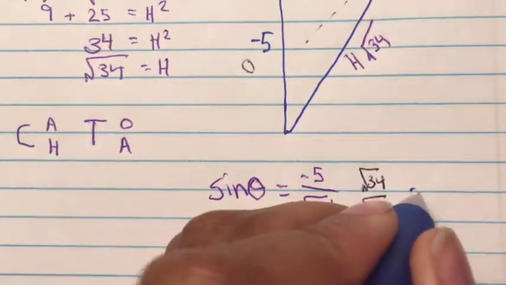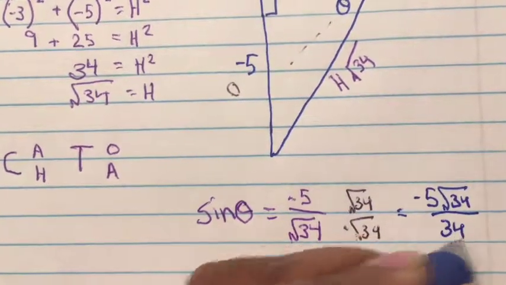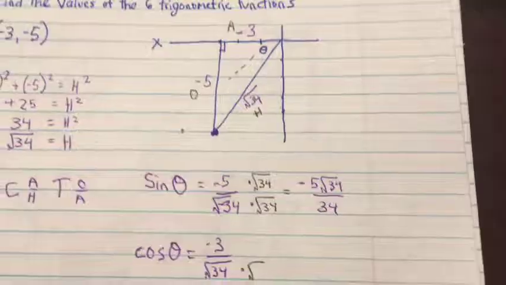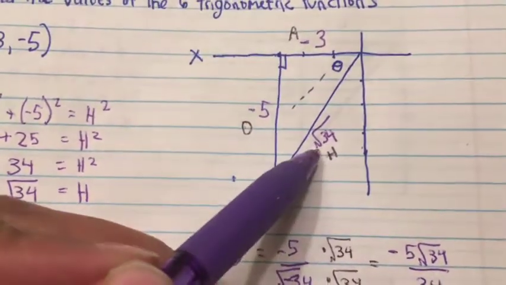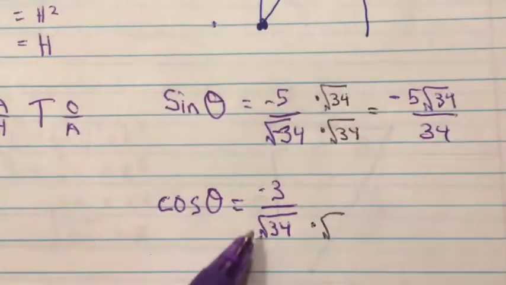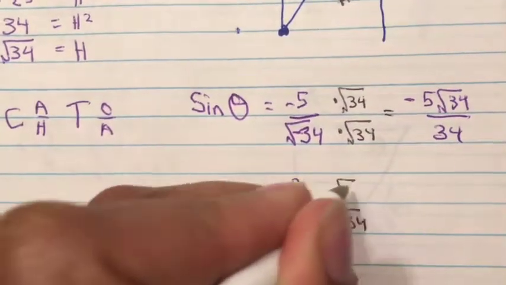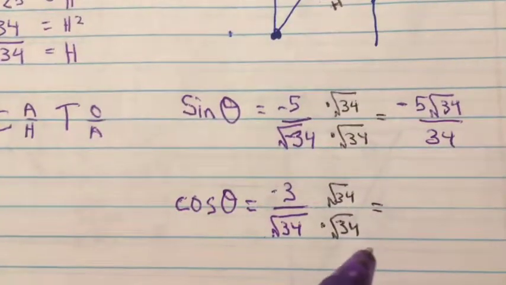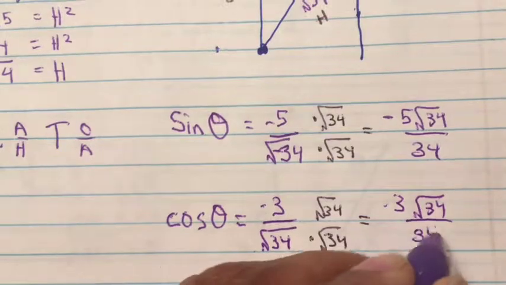And that gives us that our sine is equal to -5 square root of 34 over 34, because square root of 34 times square root of 34 gives us 34. In the same manner, the cosine of the angle, the cosine is adjacent over hypotenuse, so that gives us -3 over square root of 34. And again, we have to rationalize that by multiplying by a square root of 34, giving us for our cosine -3 square root of 34 over 34.